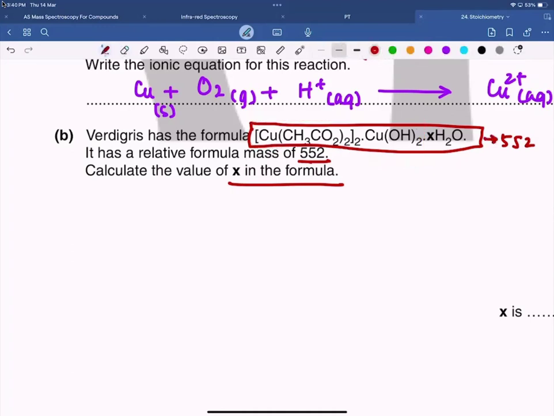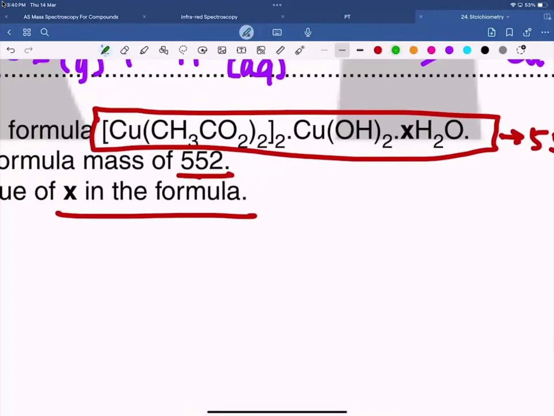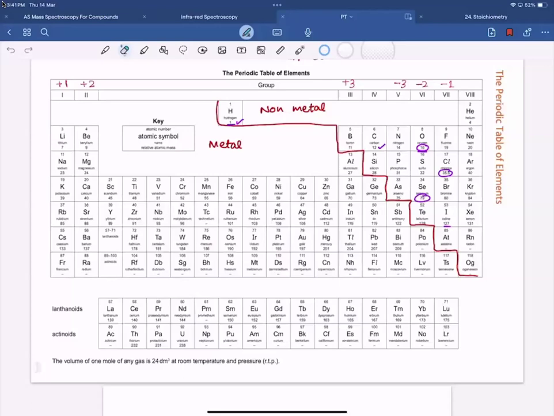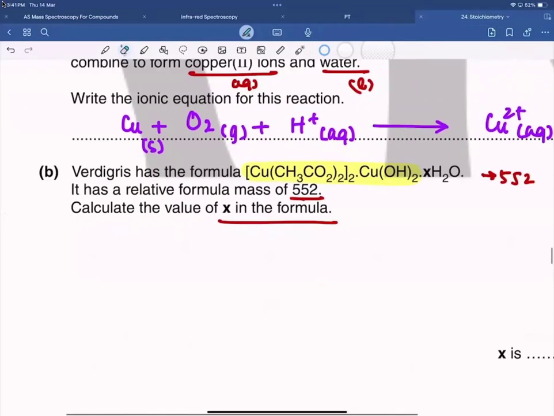552 is the mass of the whole substance, the whole formula. And you can calculate the mass of this portion, and after calculating it, you will subtract it from 552 and you will get the mass of water. And x is the number of moles. So whatever mass you get, divide it by the Mr of water, and you will get the value of x. Okay, so calculate this. Copper is 63 or 64? It's 64.